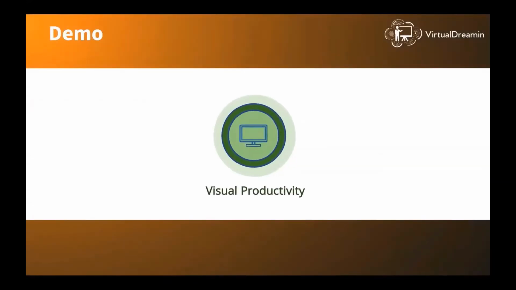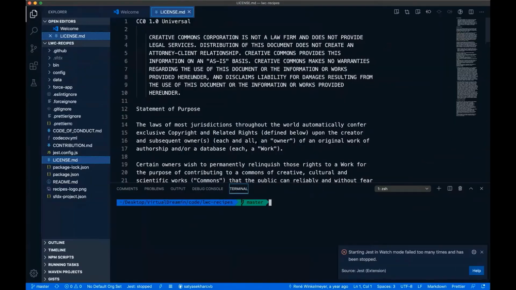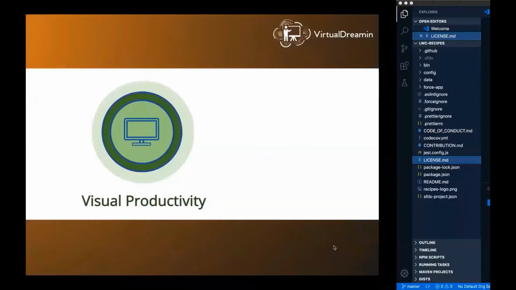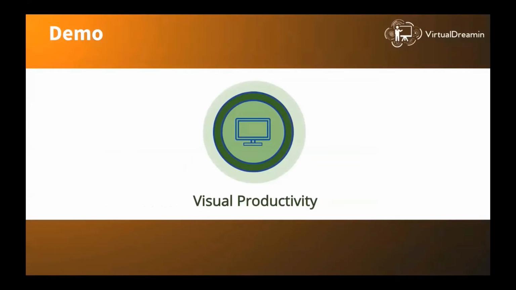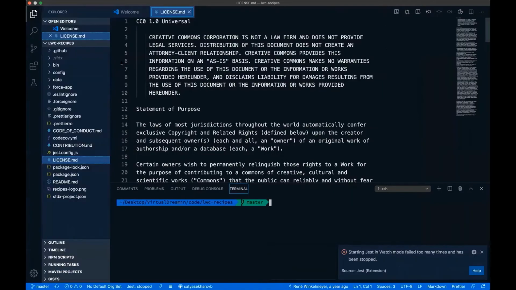So let's see a quick demo of visual productivity features. Again, I'm back in my Visual Studio Code, so I can open any of the files. The first productivity feature which we want to see here is themes. You can apply different kinds of themes.